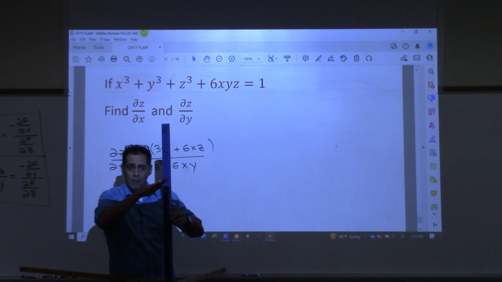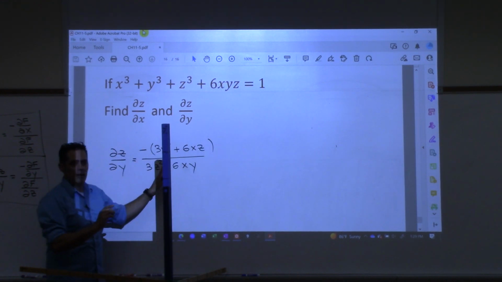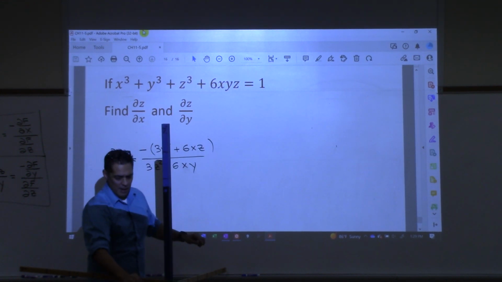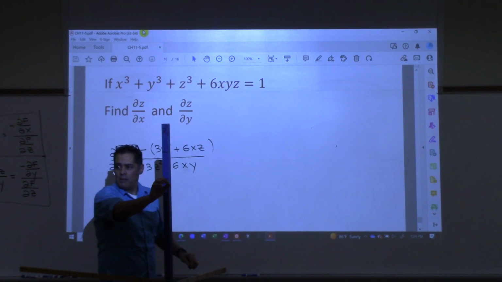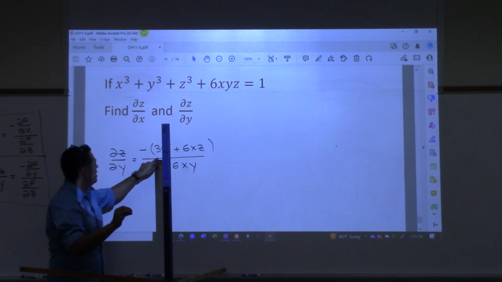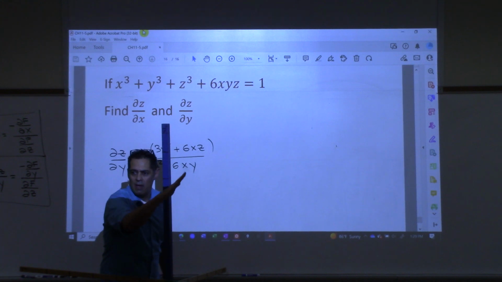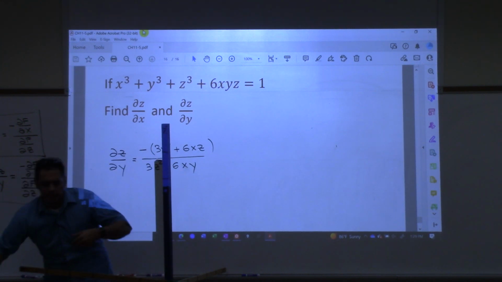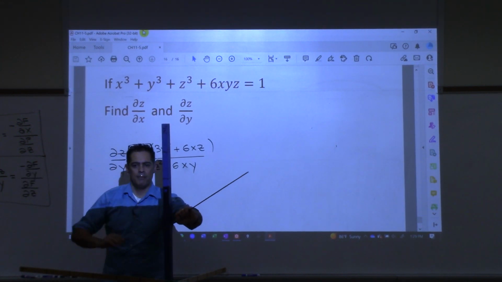And to find the slope of the tangent line on that curve, I use that formula right there, which means I just give you the x, the y, and the z that takes you to that point. I plug it in here, and that will give you the slope of that tangent line. Understand? Where's my line? That'll give you that right there.